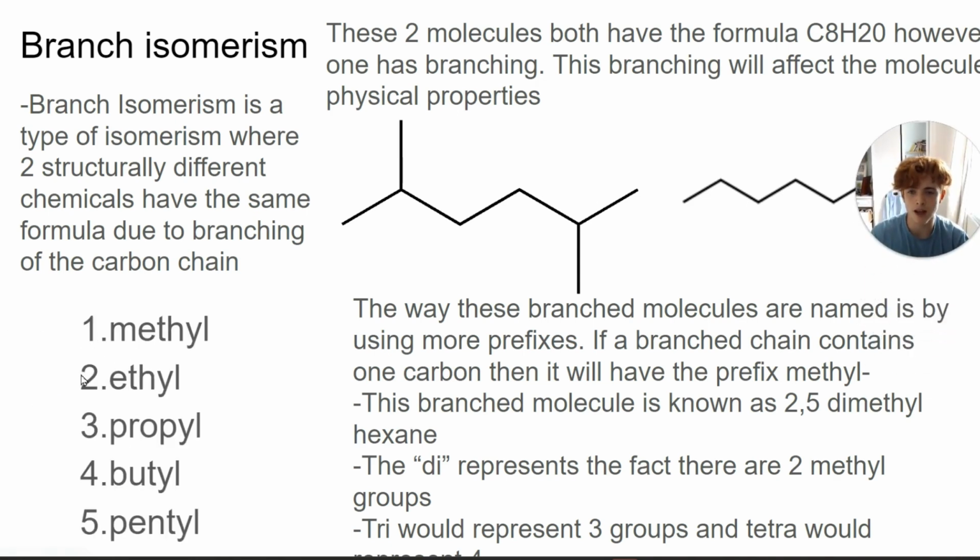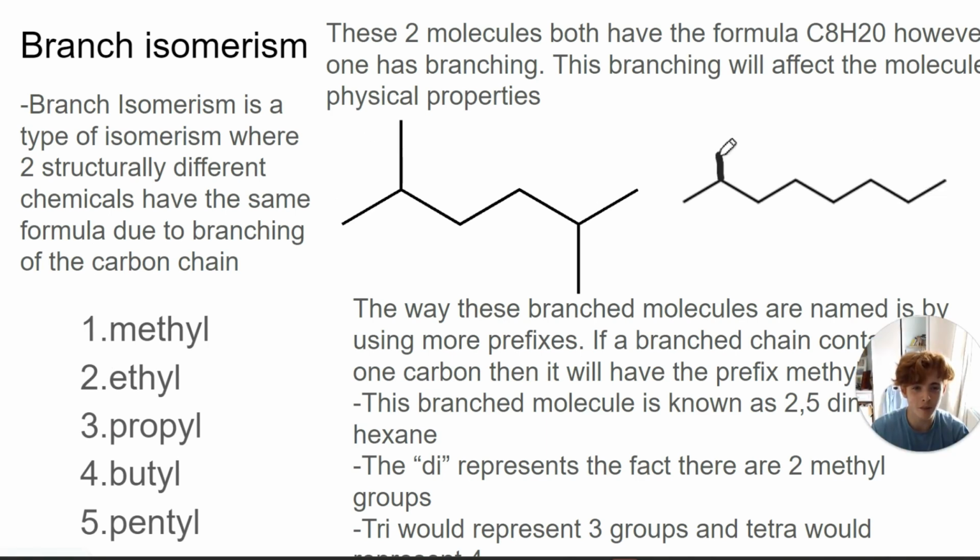You'll have methyl, ethyl. If you had a carbon coming from there and then there, that would be known as an ethyl group because it has 2 carbons. If you had 3 going like there, there, then there, that's a propyl group because it's a 3 carbon branch.